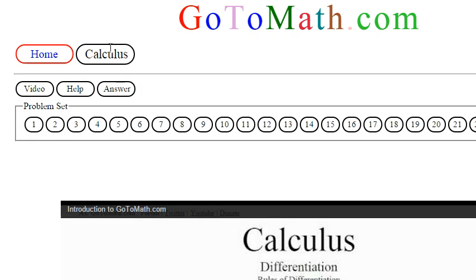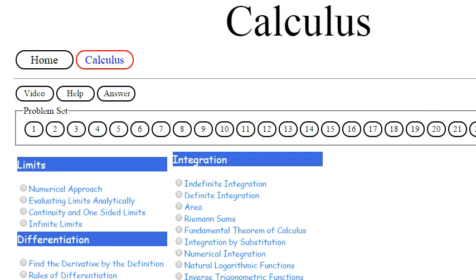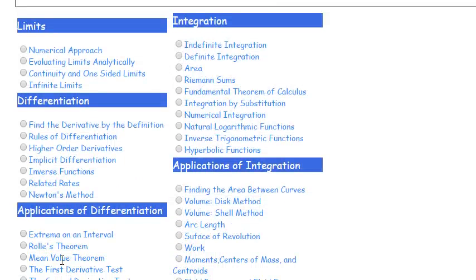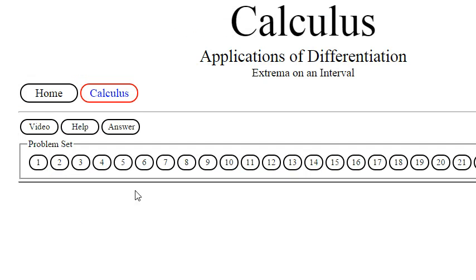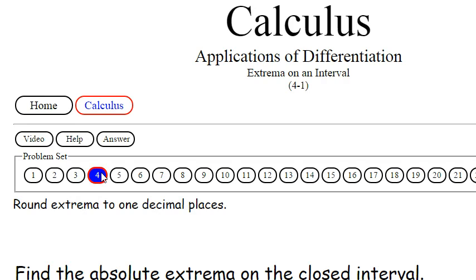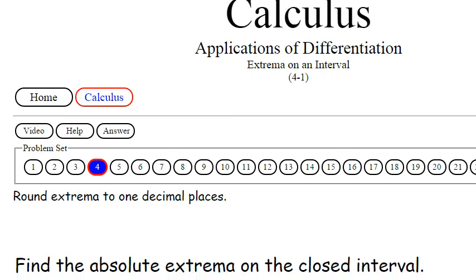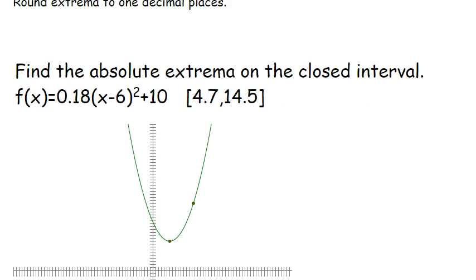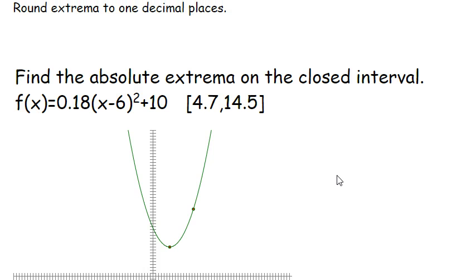We're at gotomath.com working some calculus. Let's go down to Extrema on an interval. And I believe this is the section here that we need to look at. And we got a nice little graph there popped up. It says find the absolute extreme on the closed interval. We're given the function, and here's the interval.